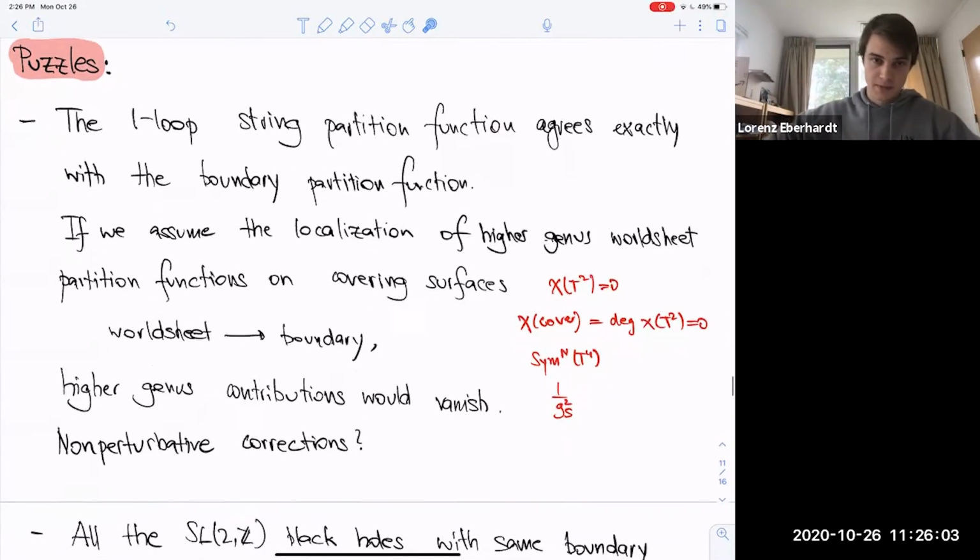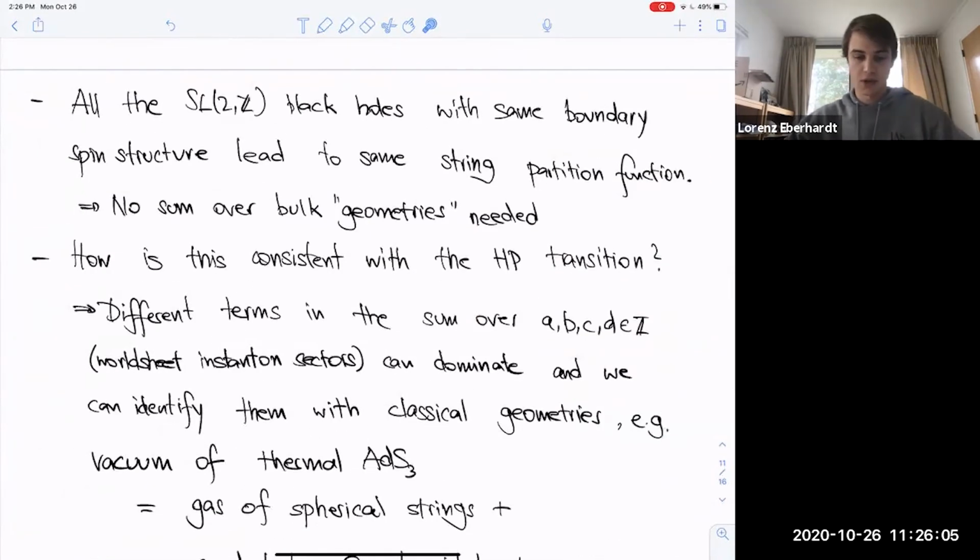Okay. So in particular, we saw that all the SL(2,Z) black holes with the same boundary spin structure lead to the same string partition function. That's very much in contrast to the classical Maloney-Witten computation or something like it in 3D gravity, where you would need to sum over all the bulk geometries and put in the one-loop correction. So here it seems you don't need to sum over bulk geometries. In fact, if you did sum over all the bulk geometries, you would heavily overcount, because you would always add the same term. So that's some revelation.